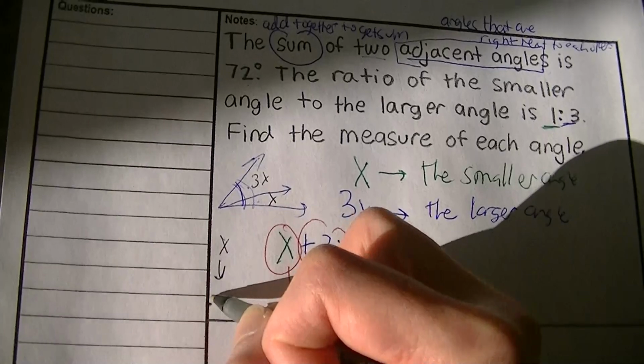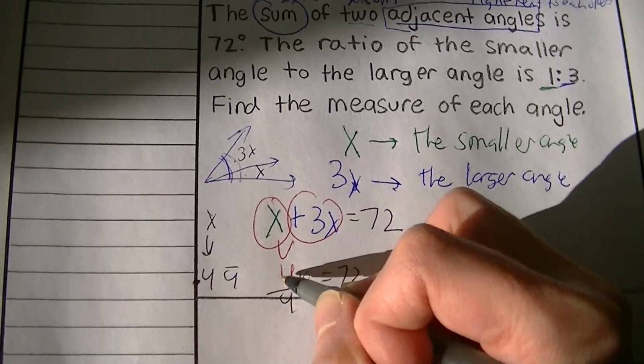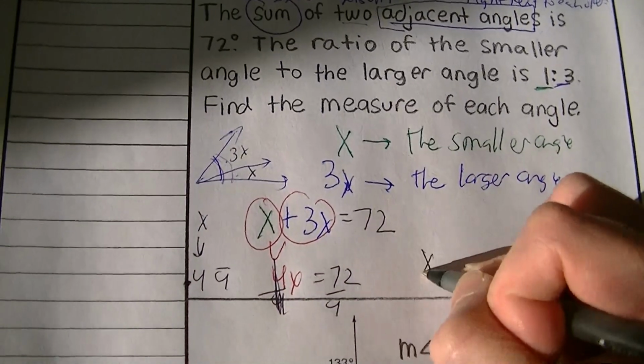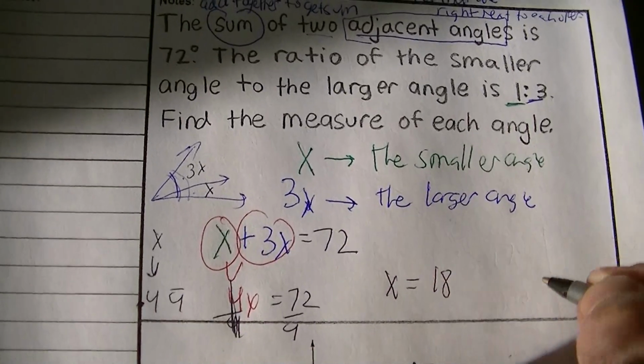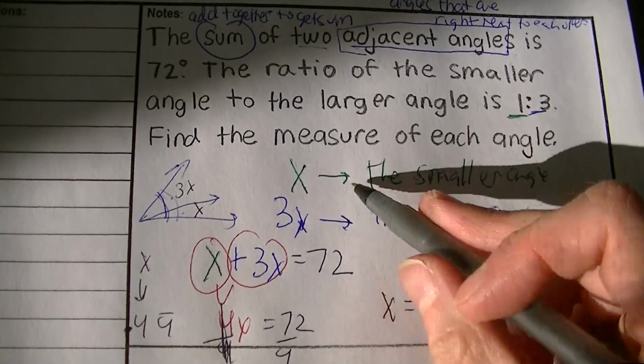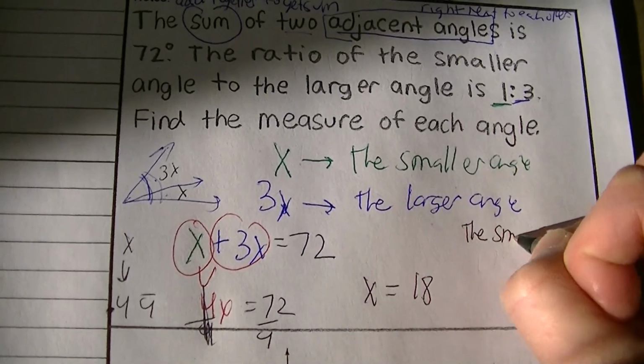Start with x and we multiply it by 4. Inverse operation: multiplying by 4 is to divide by 4. Do that to both sides. 4 divided by 4 is 1. 1 times x is 1x or x. 72 divided by 4 is 18. Okay, we're not done. We have to figure this out here. So 18 is the smaller angle. 18 degrees.